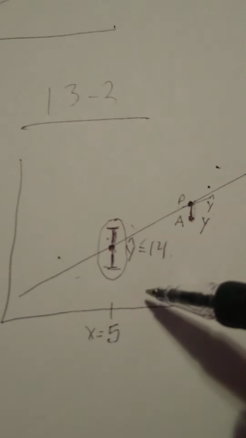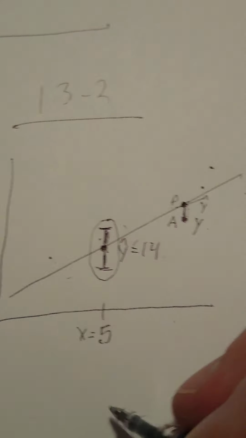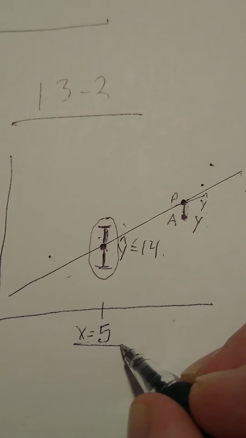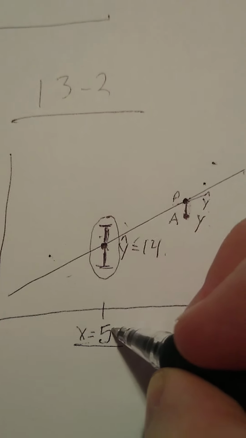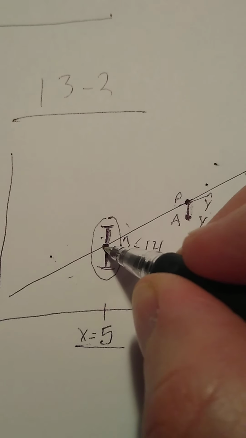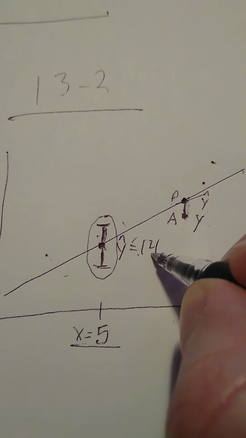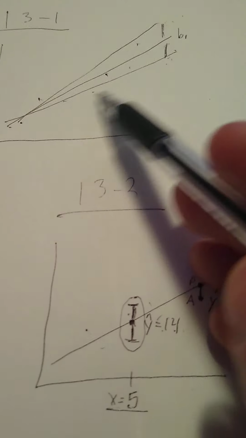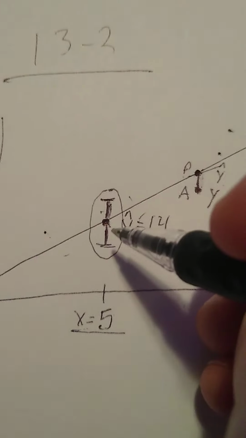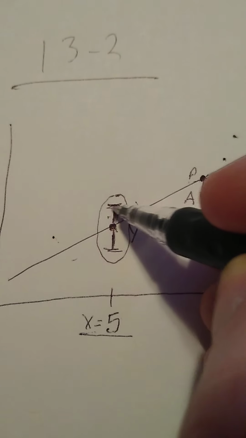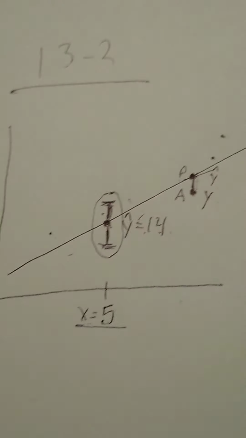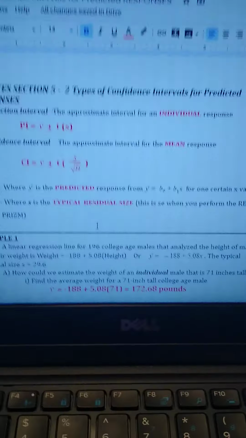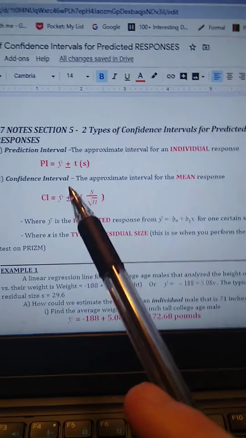Well, what we're going to do in this section is we're going to take a predicted value. So let's pretend that, for instance, I'm tracking where x equals 5. When x equals 5, my line predicts y will be 14. But again, because the slope could be a little higher or a little lower, that means my prediction could be off. It could be a little higher, or it could be a little bit lower. So we're going to track two different intervals.